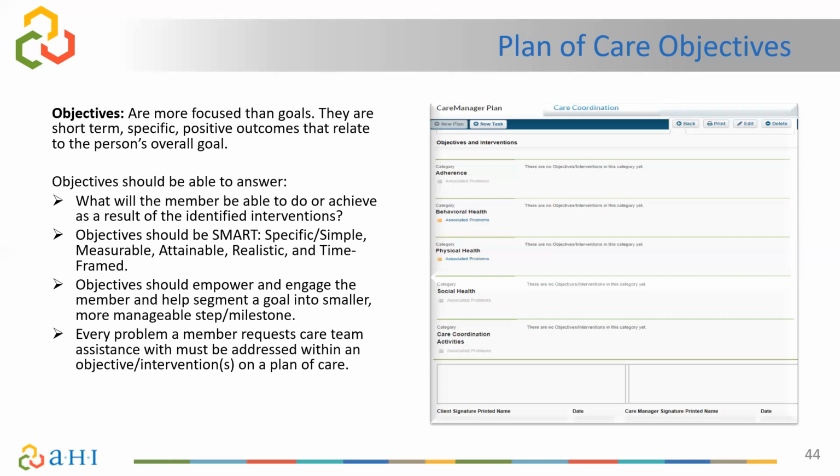their life. You can see on the right-hand side of the slide, objectives as they were described earlier when Jessica was speaking. They're broken down into categories: adherence, behavioral health, physical health, social health, and care coordination activities.